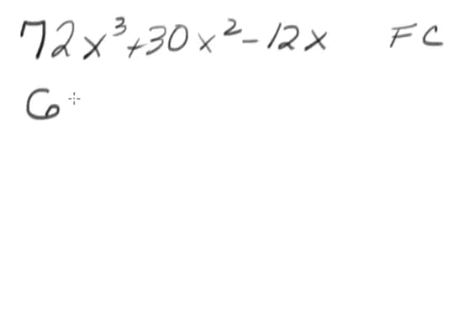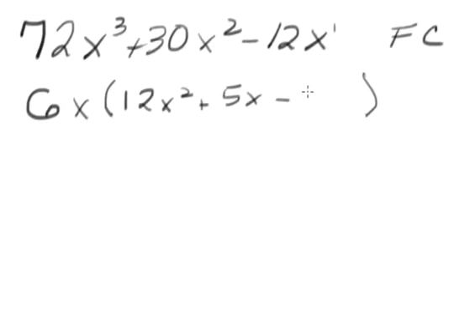Now, x. Here I have 3 factors, 2 factors, and 1 factor. Can only pull out what's common, right? Greatest common factor. You could use your training wheels if you want to. So what is that? That's 6x, and then 12x squared plus 5x minus 2. All right? Now, we know we've got it factored completely here because there's no common factors over here.